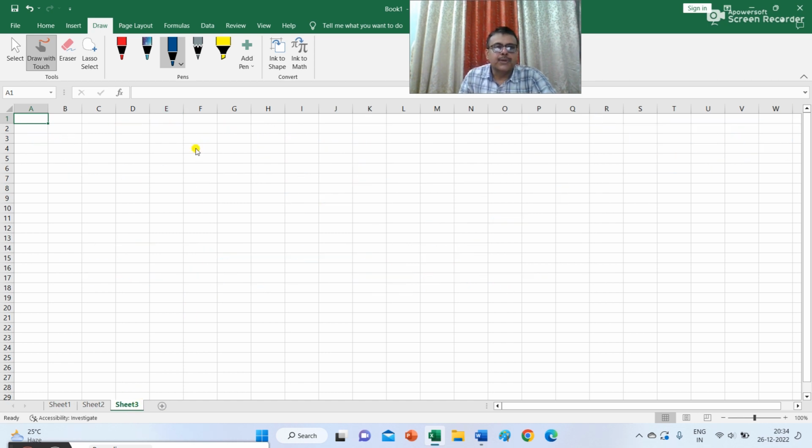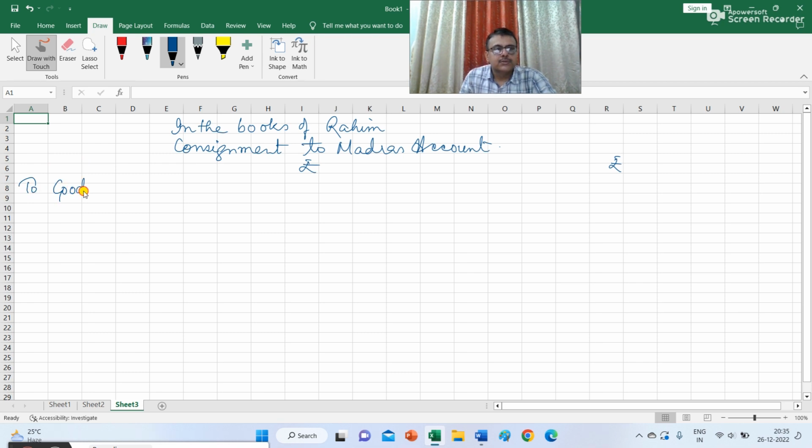Now I am going to prepare the consignment account in the books of Rahim, consignment to Madras account. So we have particulars and rupees. So on debit side, I can write here to goods sent on consignment account. And this is at invoice price of rupees 1,25,000.